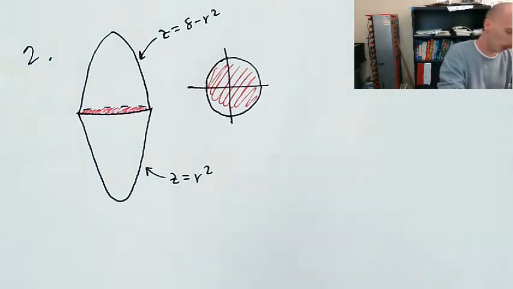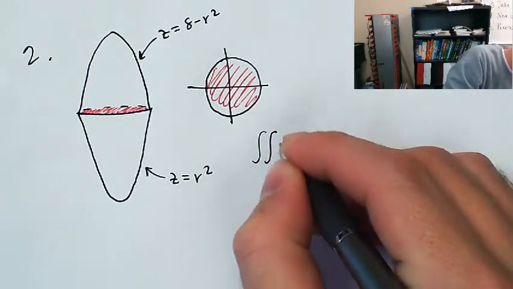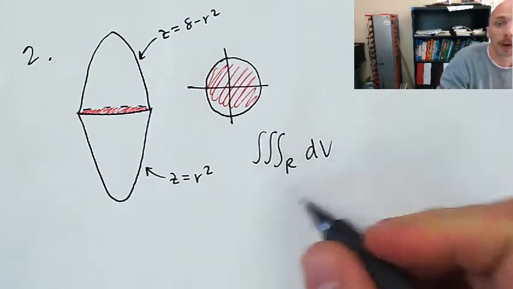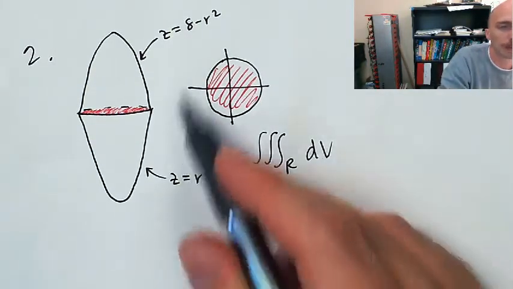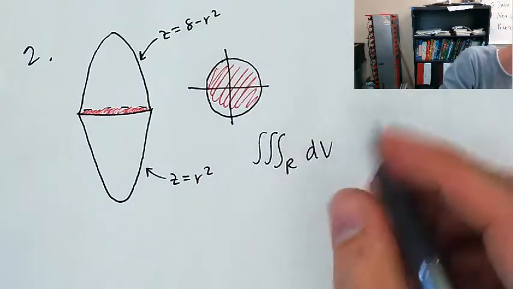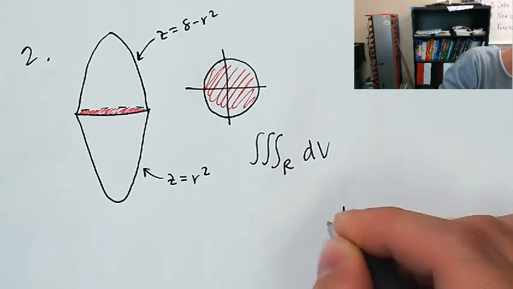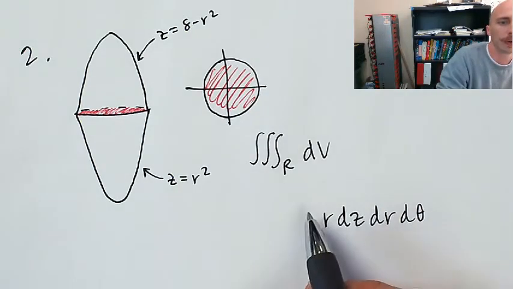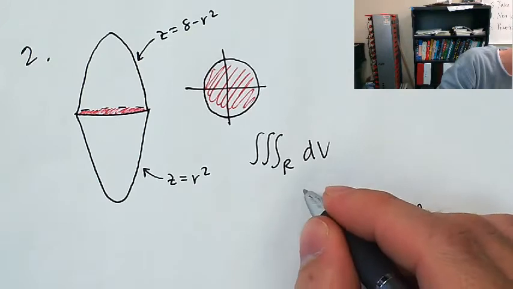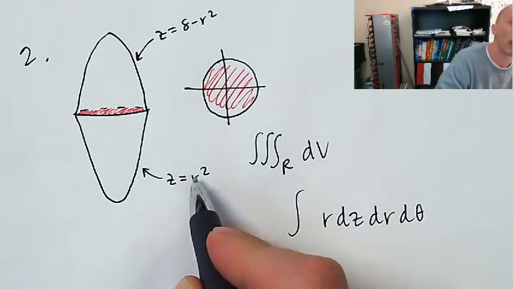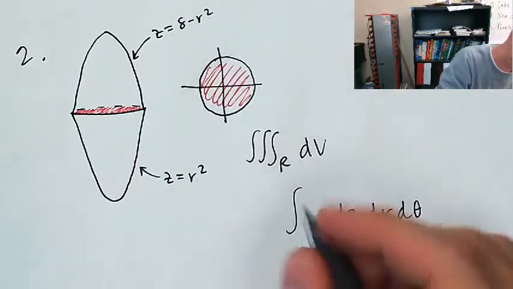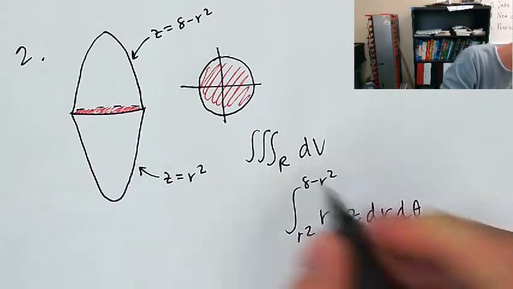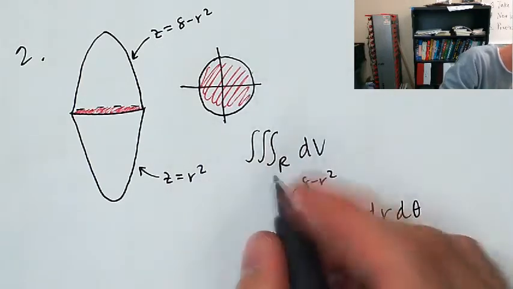Okay. So we know that we're going to triple integrate dv, and that dv is r dr d theta dz. Okay, but I'm going to start with z because I've got variables in there. So dz, z is running from r squared up to 8 minus r squared. Okay. R is going from 0 out to 2.